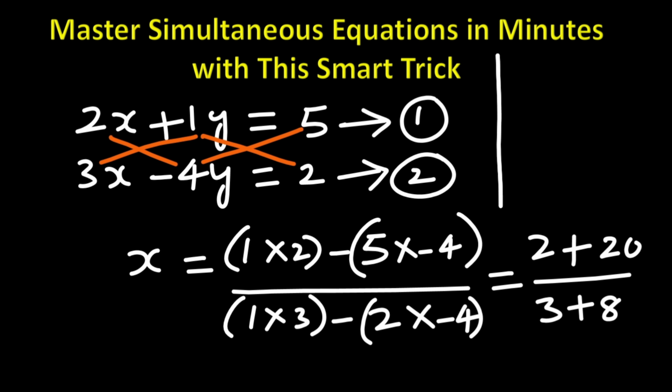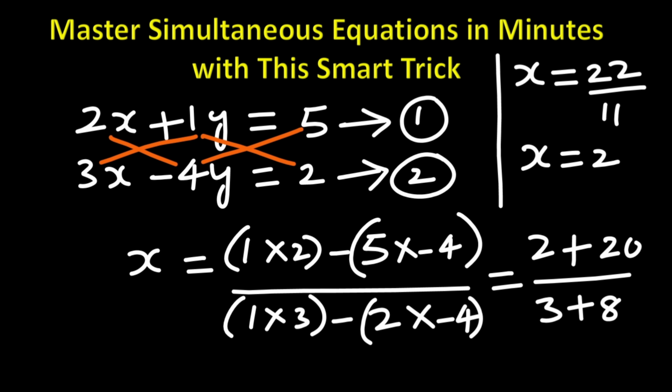Now let's simplify this further and find the value of x. So x equals 2 plus 20, that's 22, divided by 3 plus 8, that's 11. Now 22 divided by 11 is 2. So the value of x is 2. Now we got the value of x.